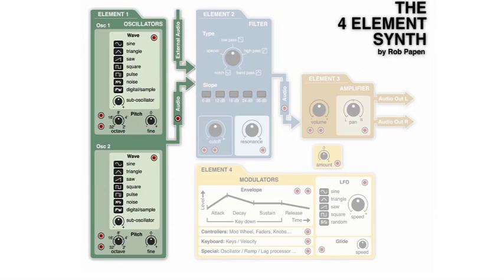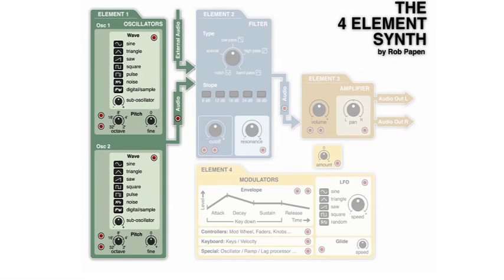The basis of each sound starts at element 1. It's the green part on the 4-element chart. Take the printed chart and look at green, element 1. If you look closely at the chart, you will see that the green element 1 is named oscillators. This term and its variations are used on every subtractive synthesizer.